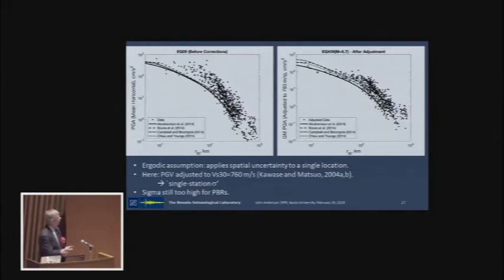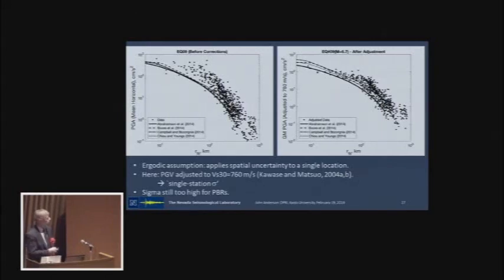Now, when we do our hazard analysis, we are typically making an ergodic assumption that says that sigma measured from the scatter of these points is how we characterize the uncertainty, and that's obviously a spatial scatter. It's resulting from points located at many different locations. But when we do the hazard analysis, we're trying to find the hazard at a single point. And so using the spatial distribution of the scatter is the wrong thing to do.